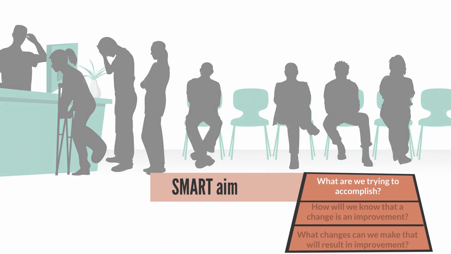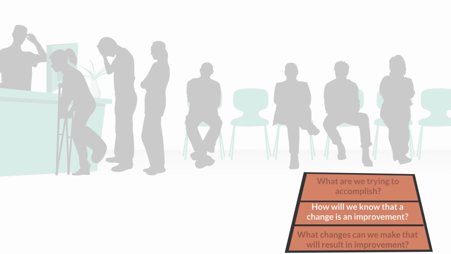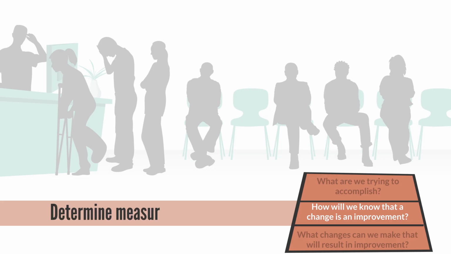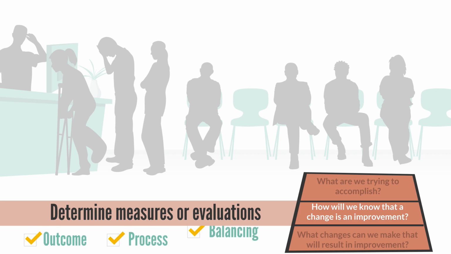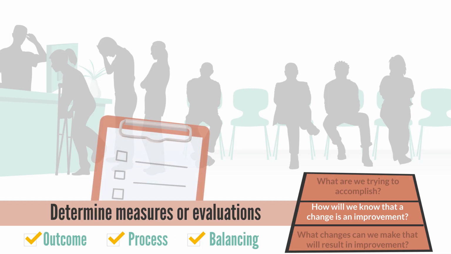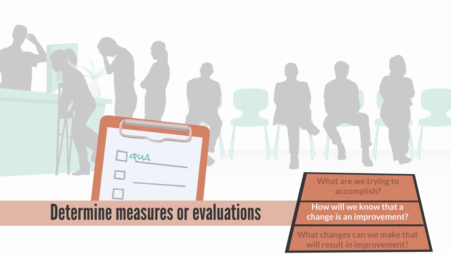Let's now turn to the second question. How will we know that a change is an improvement? Answering this question can help your team determine what measures or evaluations would be helpful to decide if the changes you are trialing are actually leading to an improvement. Setting quantitative measures such as outcome, process, and balancing measures can be very helpful for tracking and documenting change. We'll cover these common measures in later videos. For now, just know that you can evaluate change through quantitative and qualitative data.